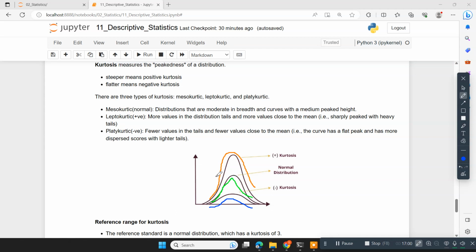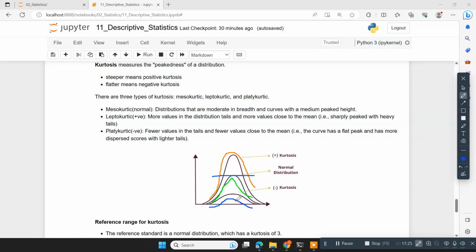So medium peaked height, this is the medium peakness. And positive means the curve crosses the normal limit. And this one is negative, which means less. It has fewer values in the tails, and fewer values close to the mean.